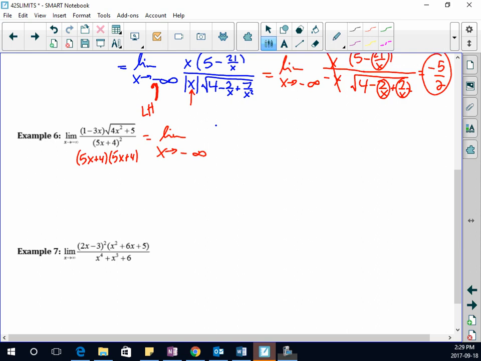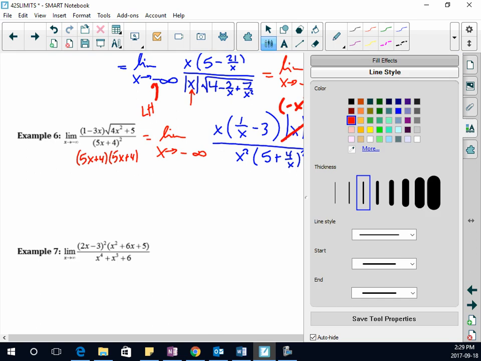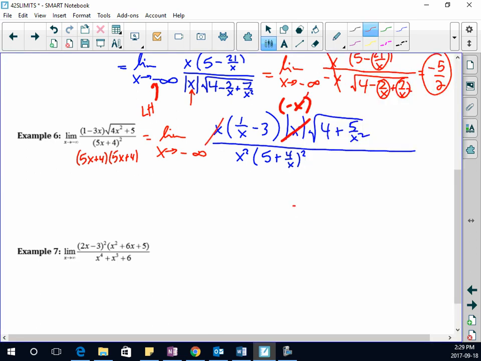Okay, so this would be an x taken out, 1 minus 3, sorry, that's not right, 1 over x minus 3, and then it's going to be the absolute value of x square root of 4 plus 5 over x squared, all over an x squared 5 plus 4 over x, the whole thing squared. So, remember, because this is an absolute value and it's coming from the left side, this becomes a negative x. Then I have this x and this x canceling with the x squared. This is a 0, this is a 0, this is a 0.